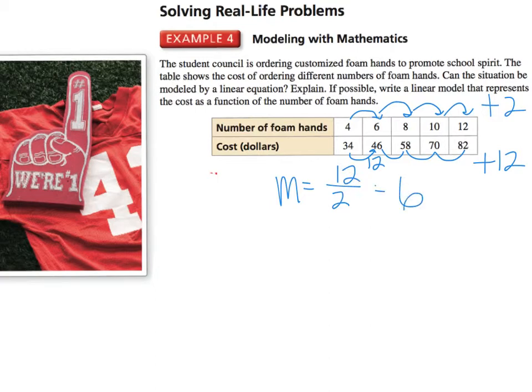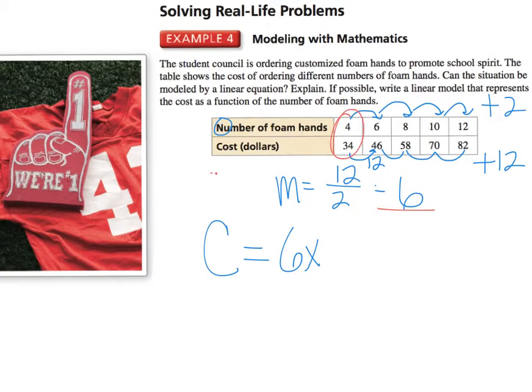Now, in this problem, we have to write a function of cost. So C equals number of foam hands. So we're going to use n for the number of foam hands. We know it's 6x. So now, I need to figure out what b is, or what your y-intercept is. But remember, I have the slope. I have a point. You can pick any point you want.